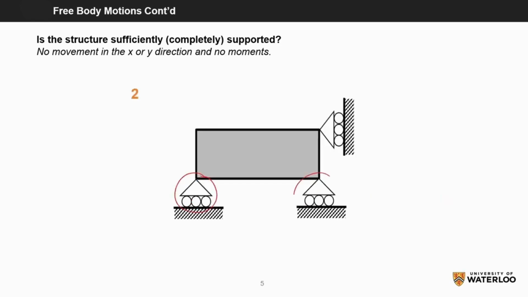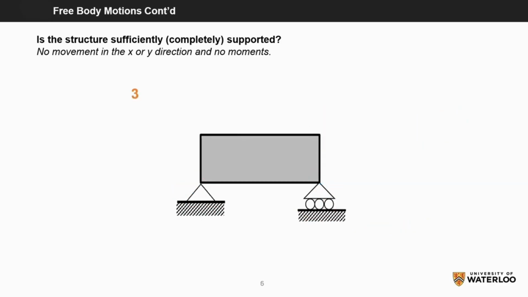The second structure has roller supports that are perpendicular to each other, and therefore there is no movement in the x or y direction. Due to the three rollers at separate locations, there will also be no rotations, so this structure is deemed to be fully supported. The next example shows a structure that will not move in the x or y direction because of the pin support, and since there is also another roller support at the other end, it can also resist rotation. This structure is also sufficiently stable.